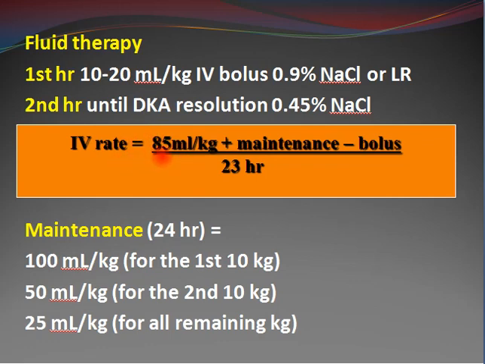IV rate is equal to 85 ml per kg plus maintenance minus the bolus, divided over 23 hours. For the maintenance calculation, for the first 10 kg of the patient weight, we give him 100 ml per kg. For the second 10 kg, we give the patient 50 ml per kg, and for all remaining kgs, we give the patient 25 ml per kg.